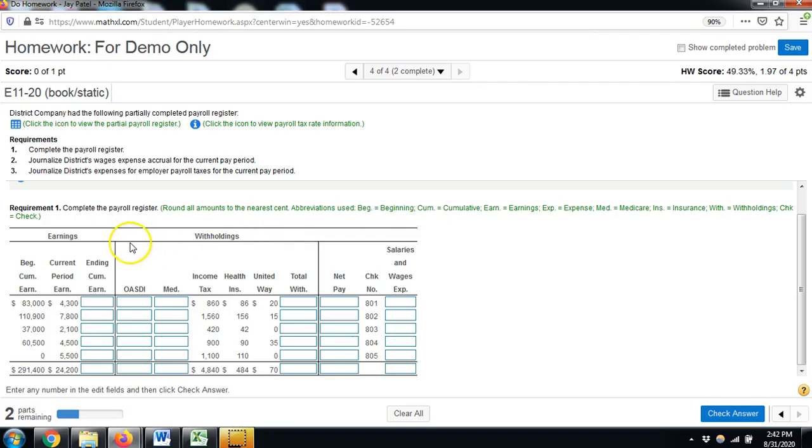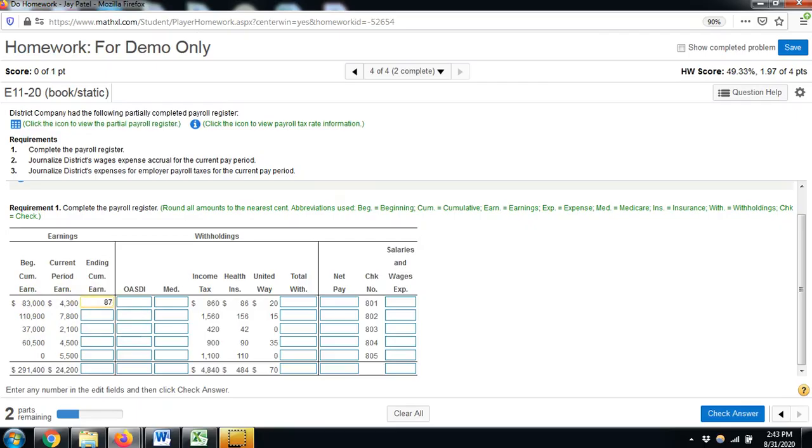So I think this is a really good problem because if you work as an accountant somewhere or you have your own business, you might encounter doing similar calculations for your payroll. So let's start with the earnings here. Basically the ending cumulative earnings is this beginning plus the current period. So this is pretty easy.